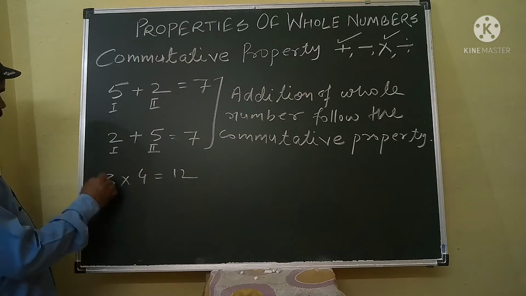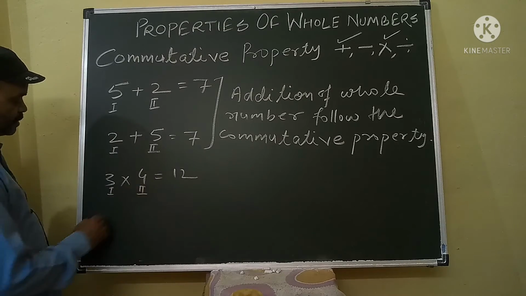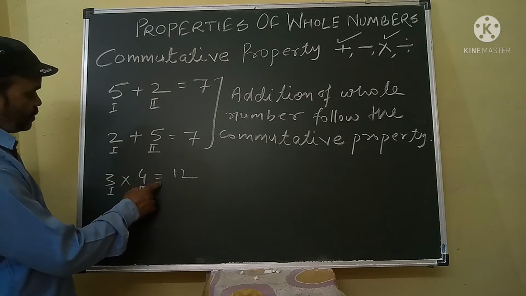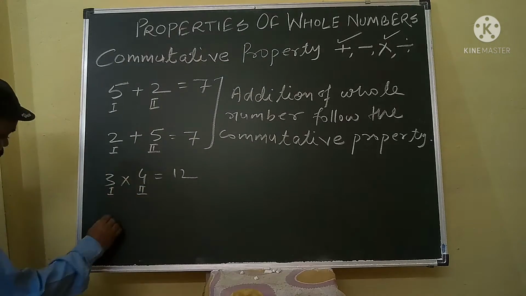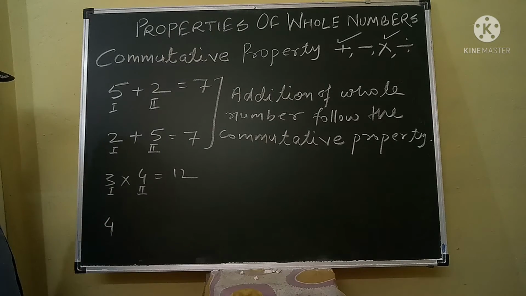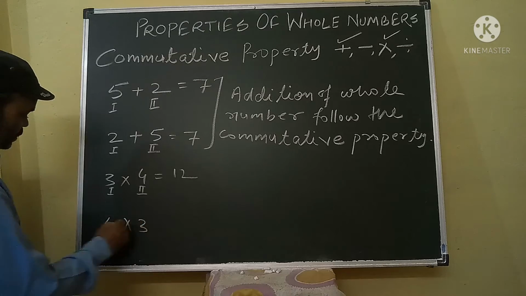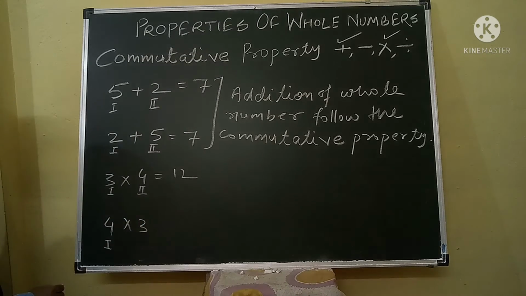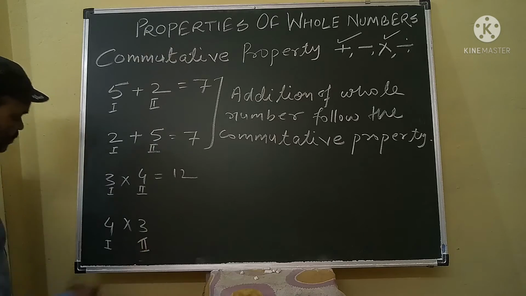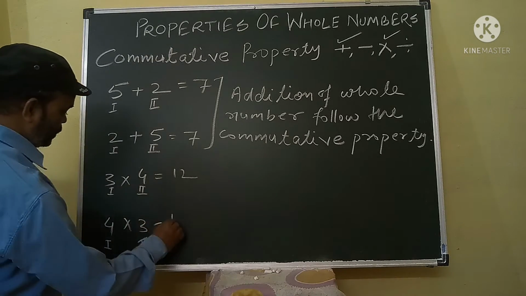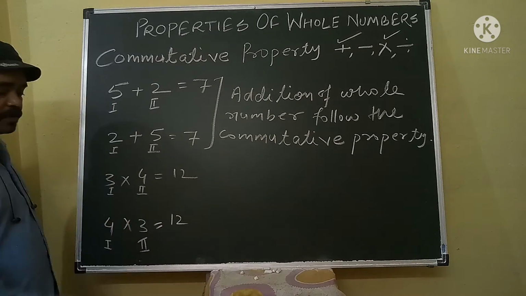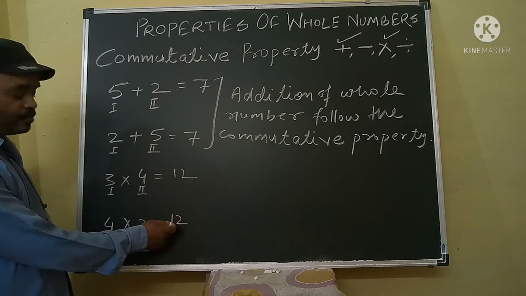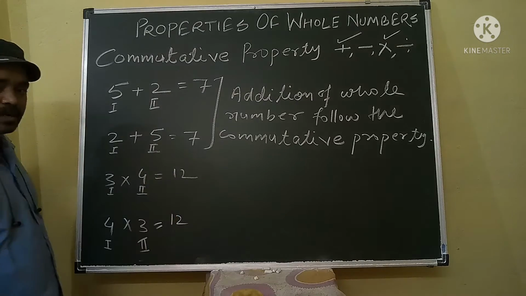In this example, 3 is in first place and 4 is in second place. 3 into 4 is equal to 12. But in the other example, 4 is in first place and 3 is in second place. 4 into 3 will give you 12. So in these examples, what you are looking at, the results are the same. That is 12. 12 is a whole number.